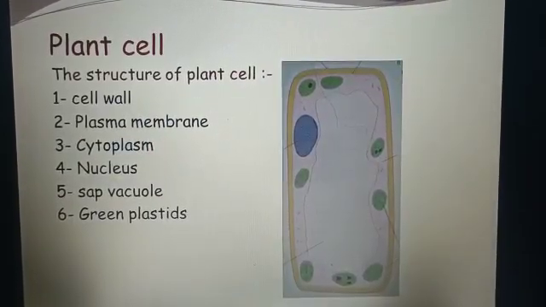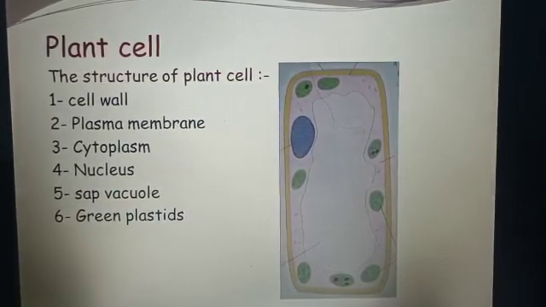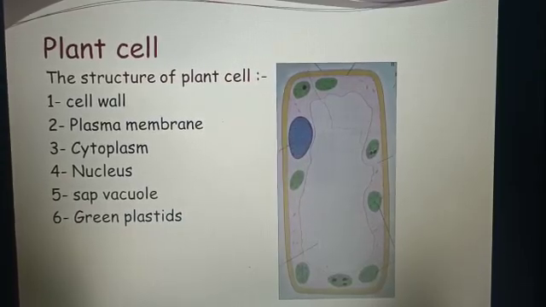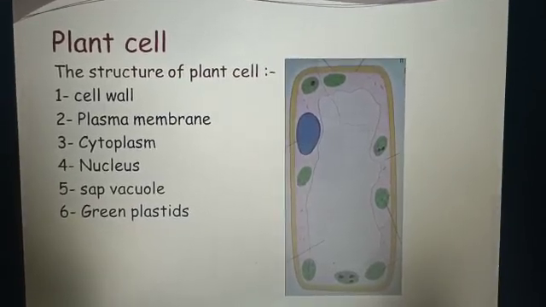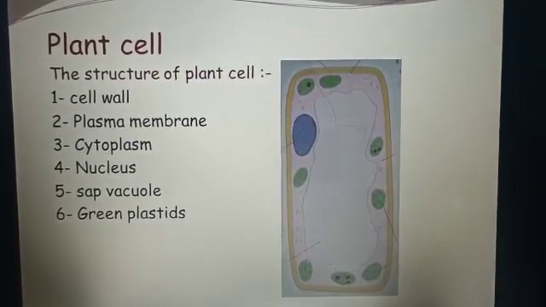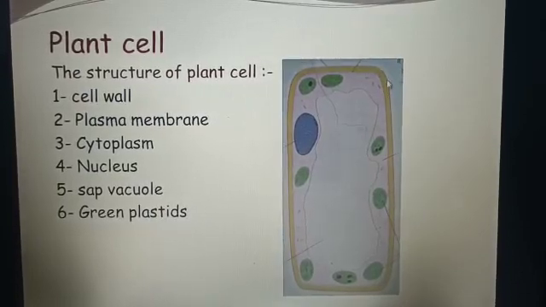First, we will talk about the plant cell. The plant cell is the building unit of the plant body. What is the structure of the plant cell? We have a cell wall. What is the cell wall? It is the wall that surrounds the plant cell from outside. What is the function of the cell wall? It supports the plant cell and gives it a definite shape.